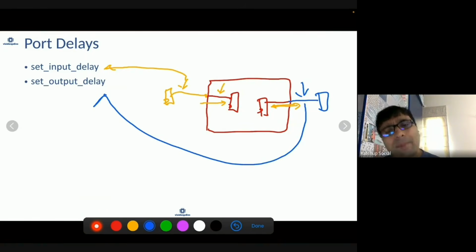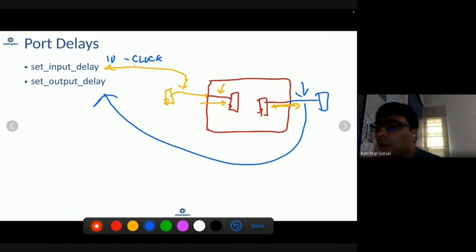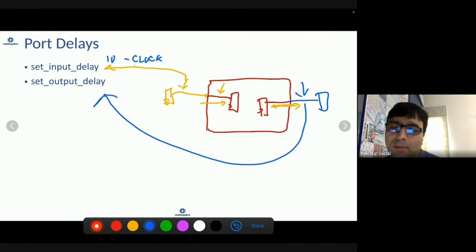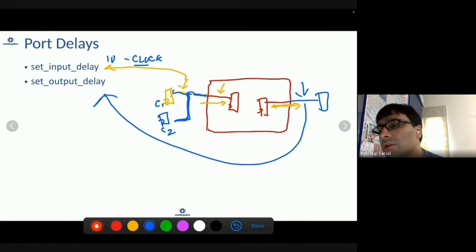Now with set input delay you specify the delay value, let's say 10. You also specify the delay value with respect to a clock. There is a clock option as well, because the delay can be dependent upon what clock is feeding this data. You can have more than one flop feeding as well, let's say C1 and C2. Now, when C2 is feeding this data, the delay can be different. And when C1 is feeding, the delay can be different. So the set input delay and set output delay commands provide you a clock option as well to define the delay with respect to a clock.